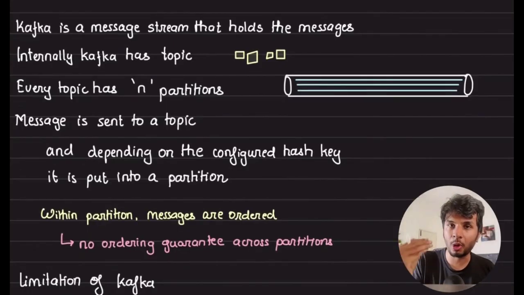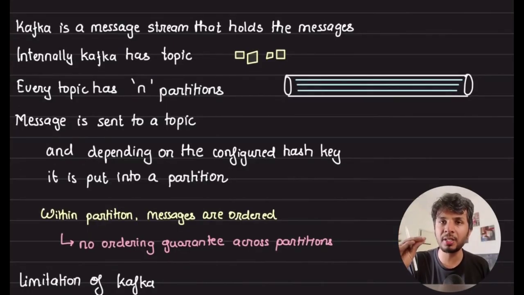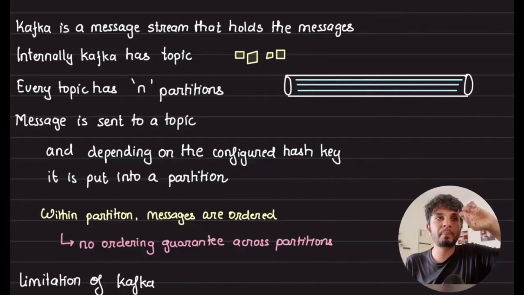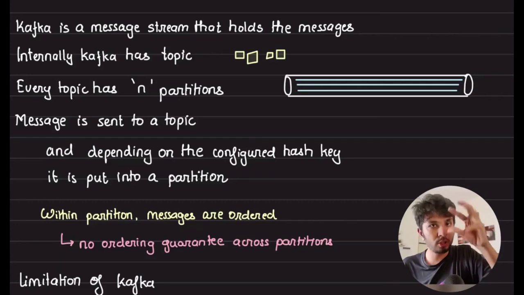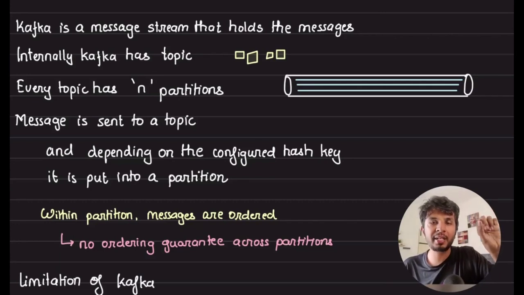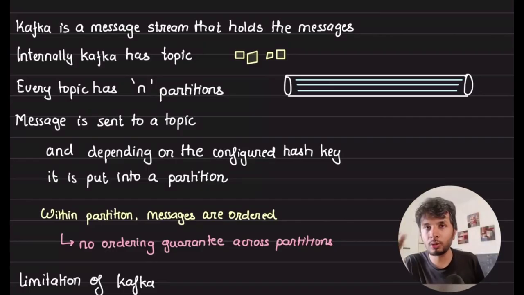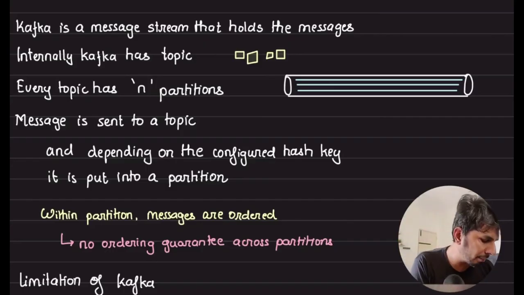In Kafka, a topic has multiple partitions. When you are putting a message, you define a partitioning key, which is part of the message. Kafka reads that partitioning key, passes it through a hash function, gets which partition it should go to, and the message goes to that partition.